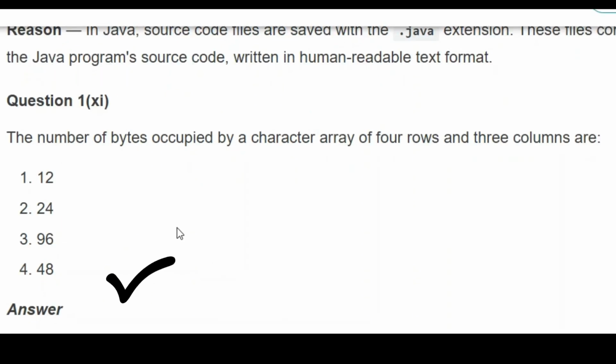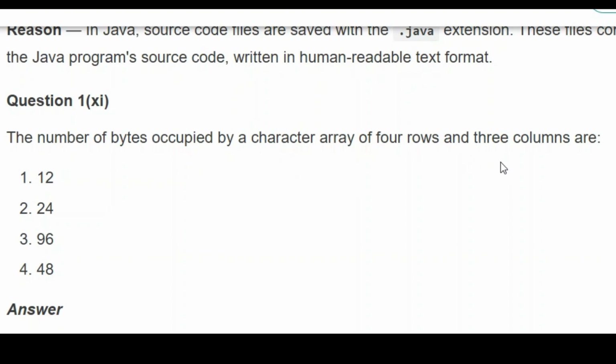Question 11. How many bytes does a 4-row, 3-column character array occupy? Answer. Total characters, 4 times 3 equals 12. Each character is equal to 2 bytes. Total size is equal to 12 times 2 equals 24 bytes. Correct answer. 24 bytes.